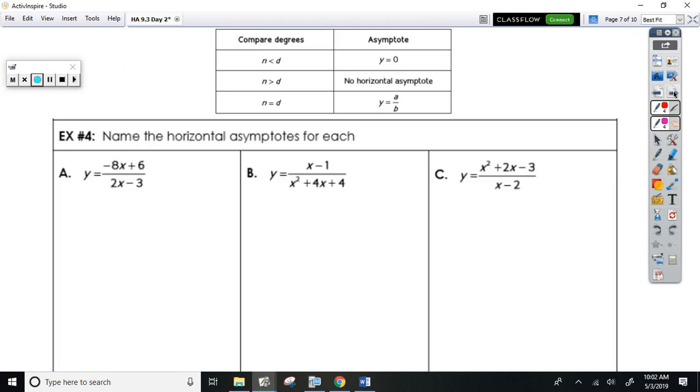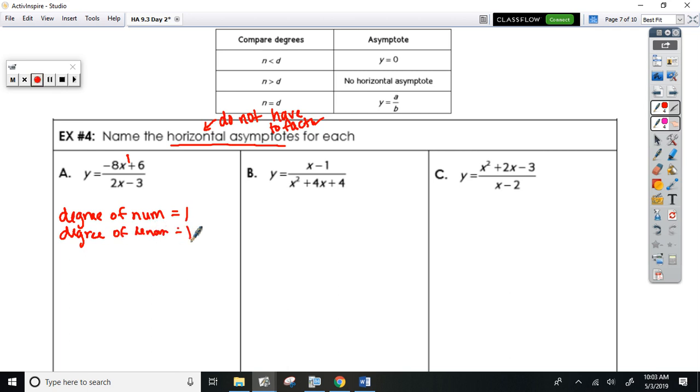So A, B, and C just asked us to find just the horizontal asymptote. Eventually you're going to have to do all the asymptotes and all the holes and x-intercepts and y-intercepts. But if it's horizontal, you do not have to factor. You can if you want to, but you don't have to. We just have to compare the degrees. So what is the degree of the numerator? It's 1. What's the degree of the denominator? 1.